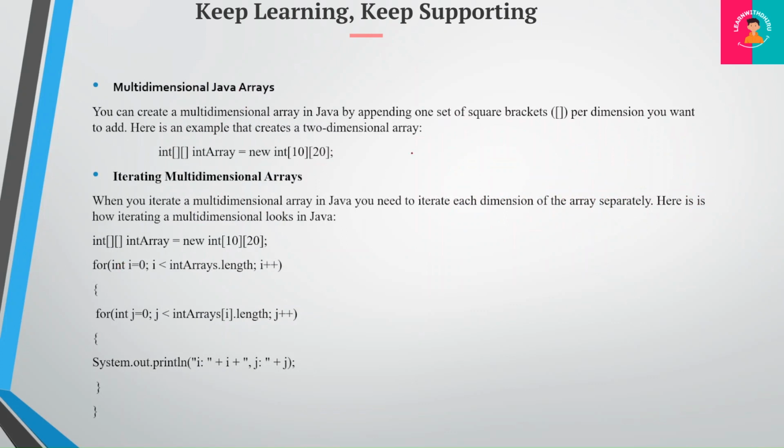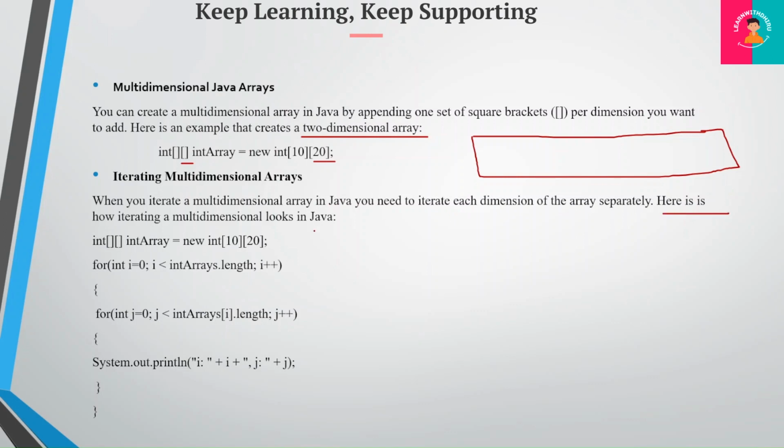Then there are multi-dimensional arrays. You can create a multi-dimensional array by appending one square bracket per dimension added. Here is an example that creates a dimension. When you iterate a multi-dimensional array, you iterate each dimension of the array separately. Here is how iterating that example looks, a practical example.